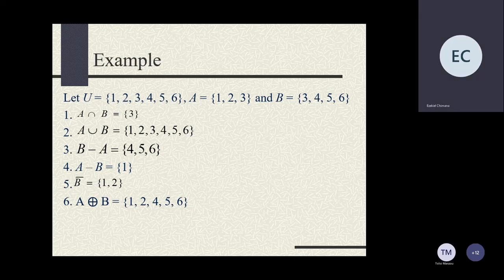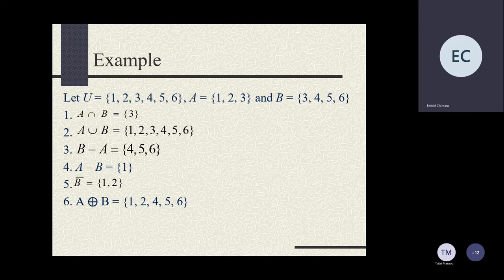B minus A is the elements in B, but not in A. So elements in B are 3, 4, 5, 6, but they must not be in A, which means 3 will not be part of this answer. So it will be 4, 5, 6.